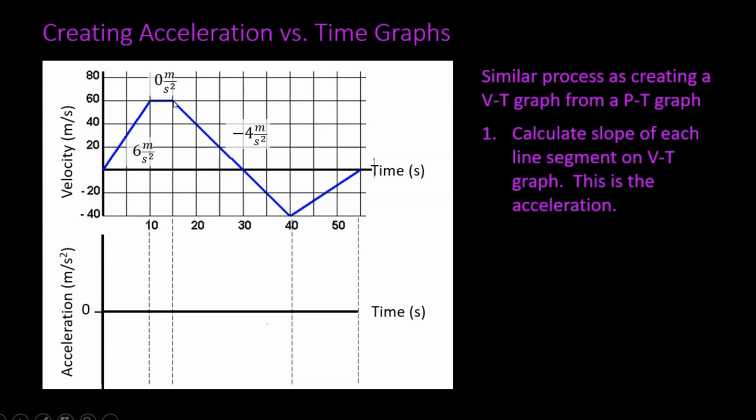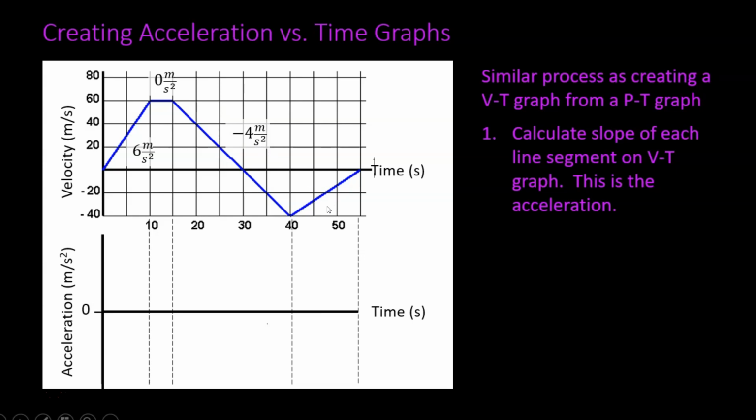We have a rise. We go from 60 meters per second to negative 40 meters per second. So we have a rise of negative 100 meters per second over a run from 15 to 40. That's a run of 25 seconds. When we do that division, we get a slope of negative 4 meters per second squared.